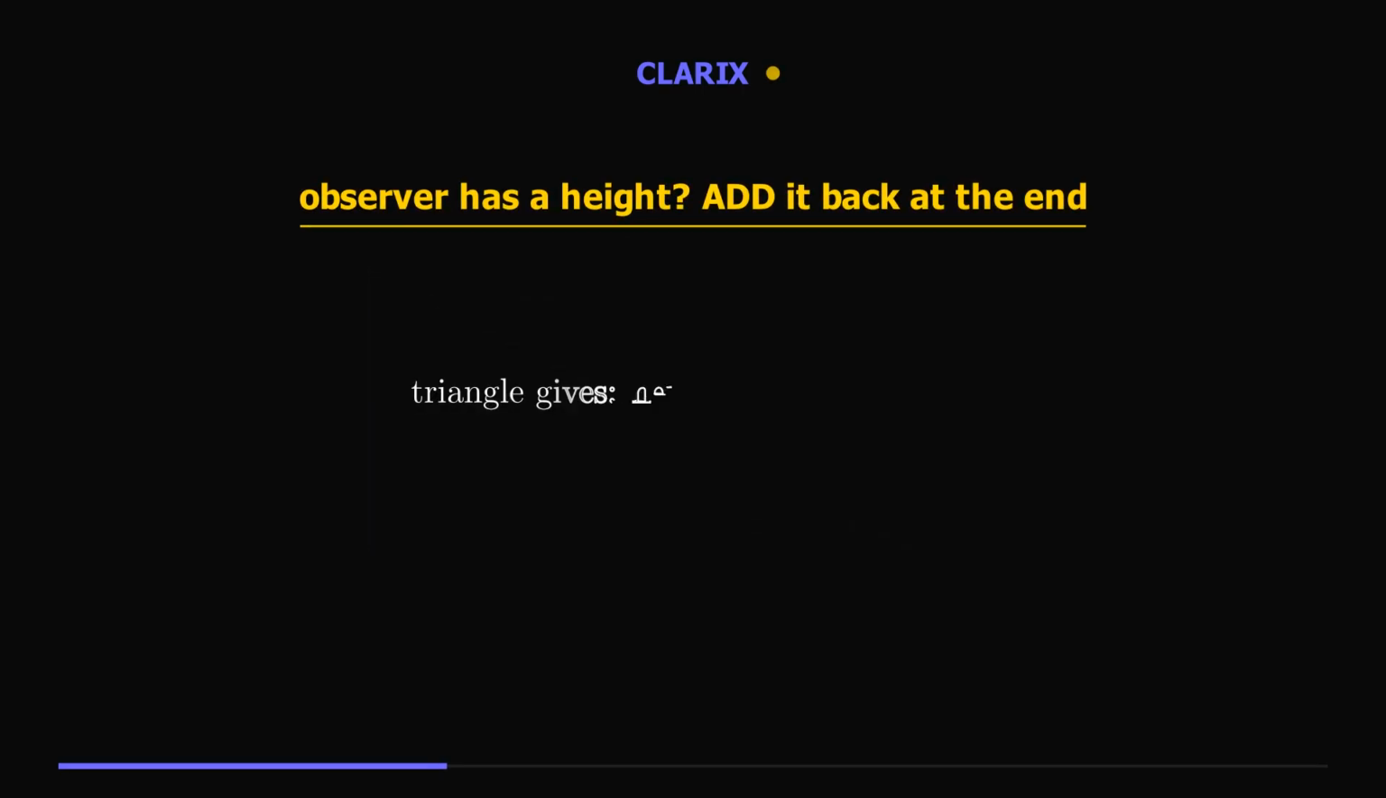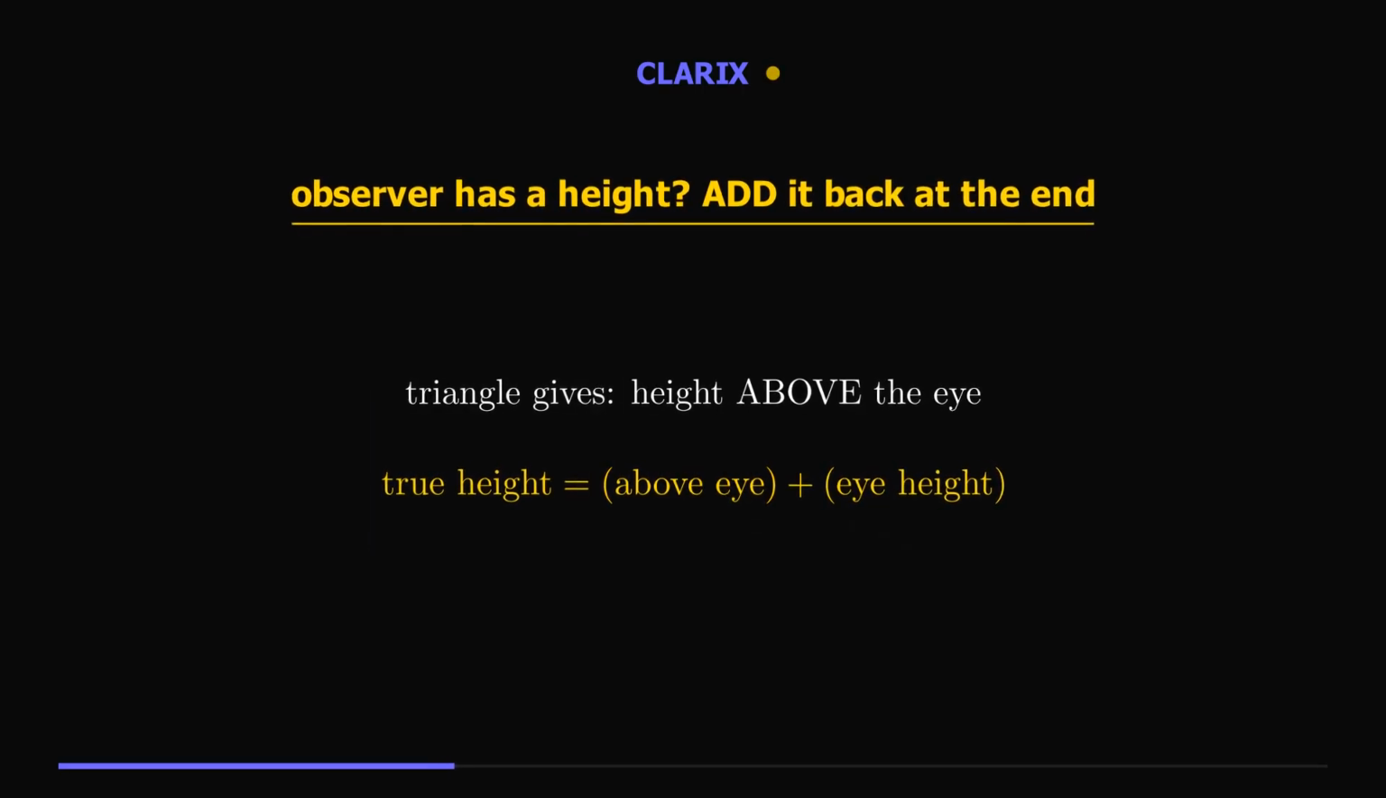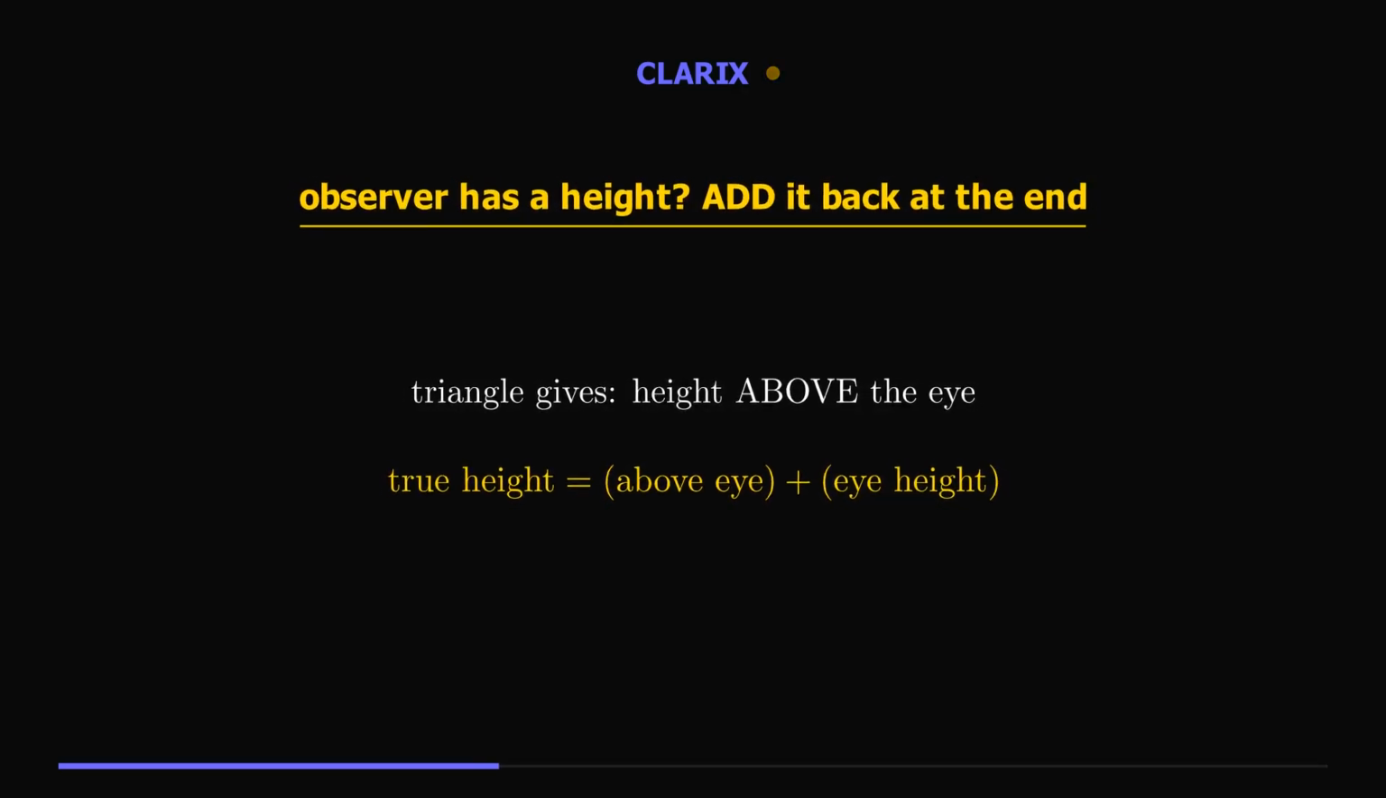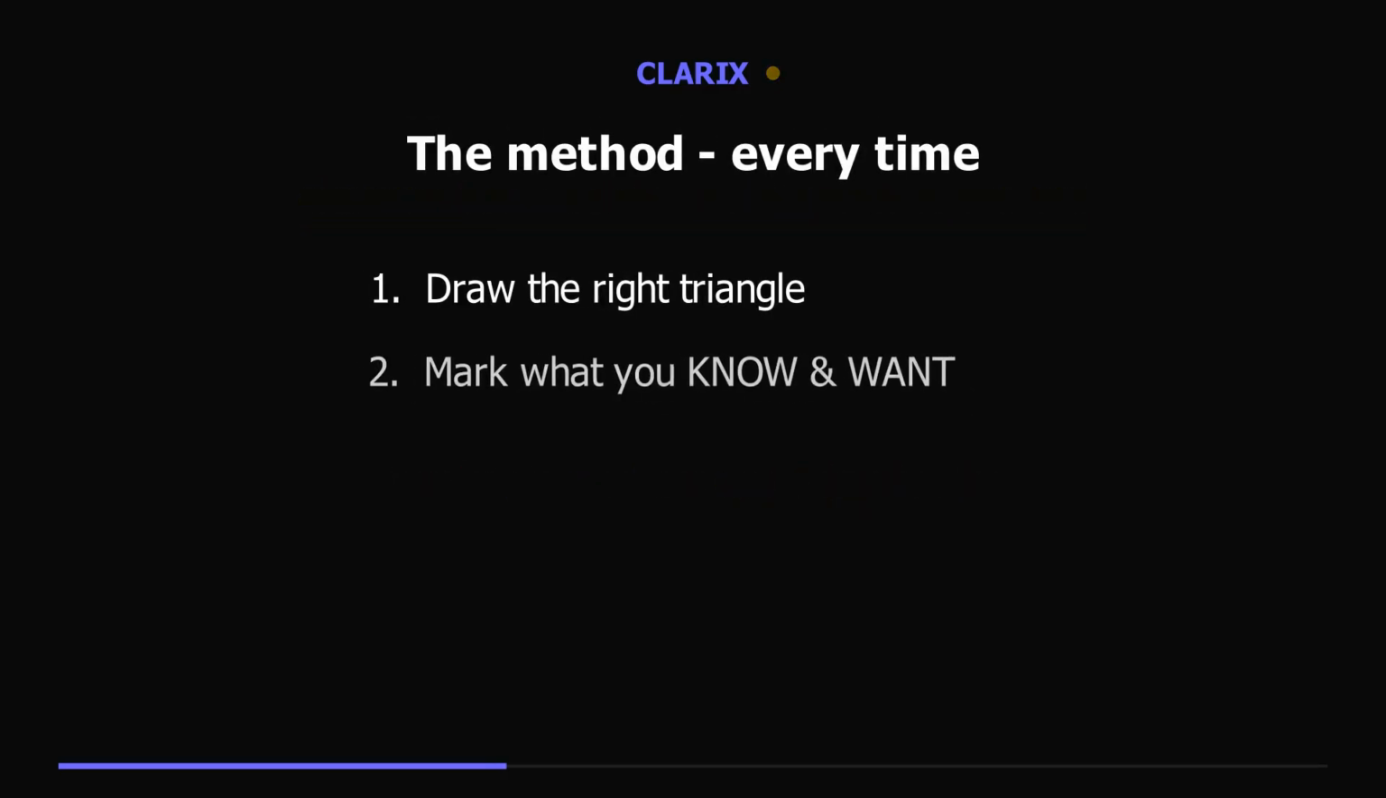One thing students forget: if the observer has a height, their eye is 1.5 meters up, say, then the height your triangle gives you is only the part above eye level. To get the true height of the object, add the observer's height back at the end. Always add it back.